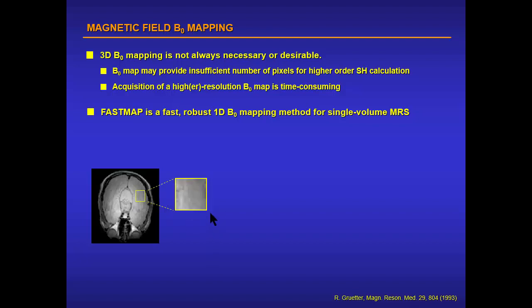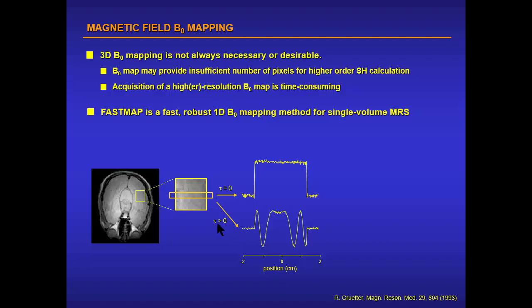What you do with FastMap is you acquire essentially a 1D image. You make a 1D projection, a column, and then you get a one-dimensional image. And this is then with one echo time. And then if you do a second echo time, which is slightly longer, then you have additional phase accumulation because of the inhomogeneity. Calculating the difference between the two gives you your frequency profile.